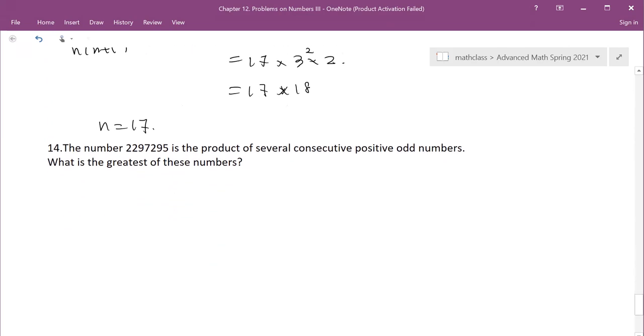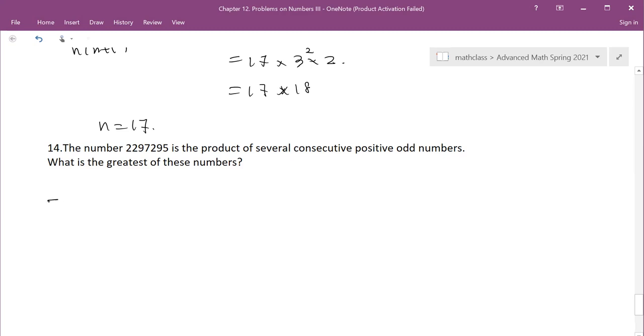Okay, finally, let's work on the last problem. This bigger number is a product of several consecutive positive odd numbers. What is the greatest of these numbers? So we have to factor this number step by step. Okay, so what is the best way to factor this number?